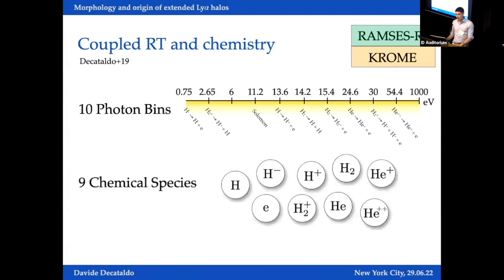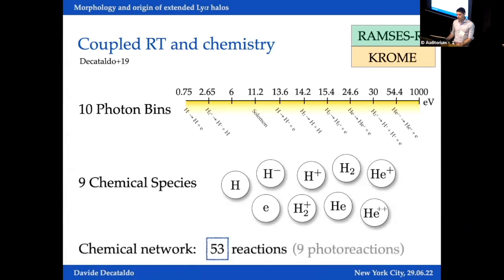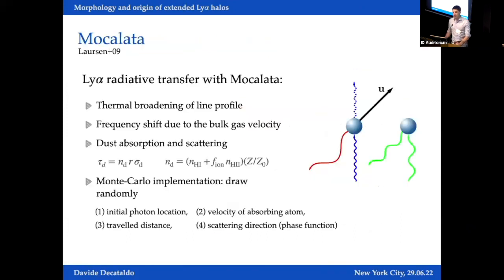And in particular, I have 9 chemical species, which are all the possible combinations that we can have with hydrogen and helium. So with only 9 chemical species, we actually end up with 53 reactions, which is quite a big number to handle on the fly in a radiative transfer simulation. After this, we can proceed with the post-processing with the radiative transfer for the Lyman alpha line. And for this, we use the code Mocalata.